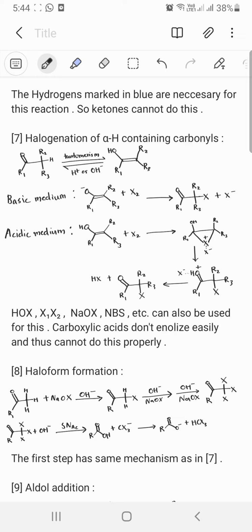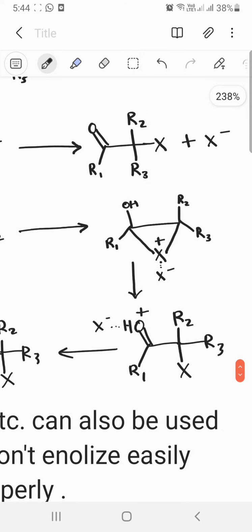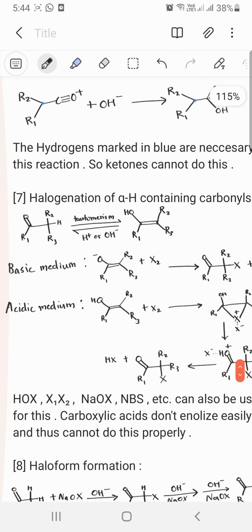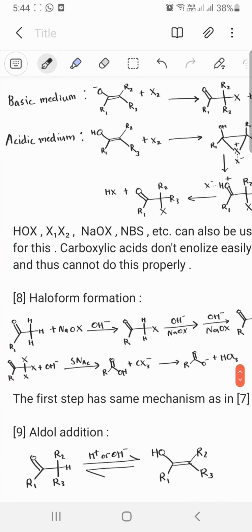Oh wait, why even the water? You already have an OH over there. Okay, that's why this is happening like that. Oh, that makes sense. Right, that makes a lot of sense. Cool. Okay, cool. Next.